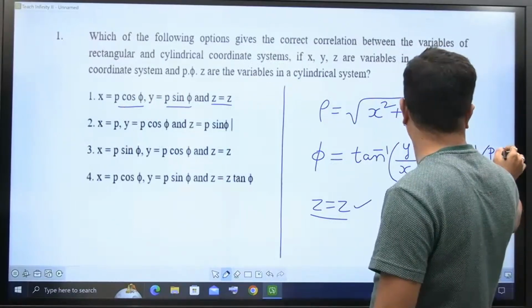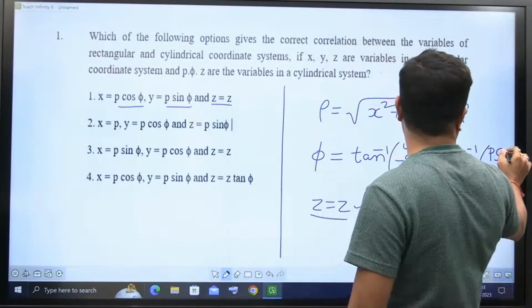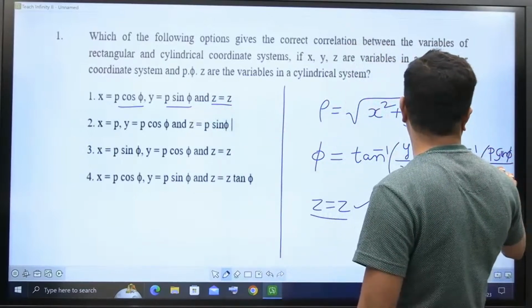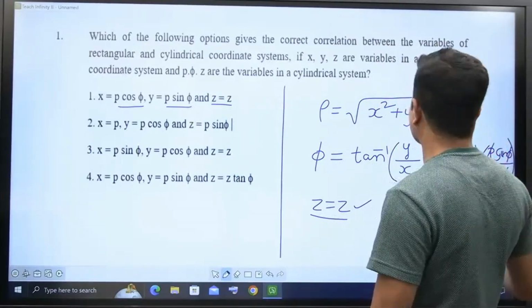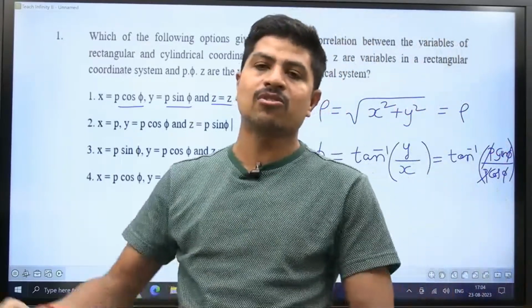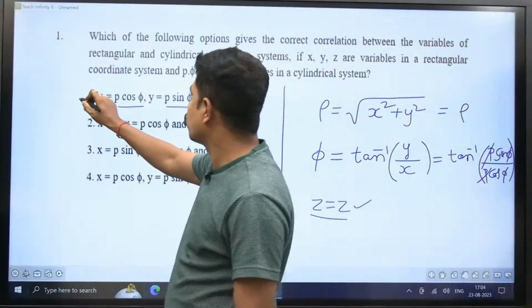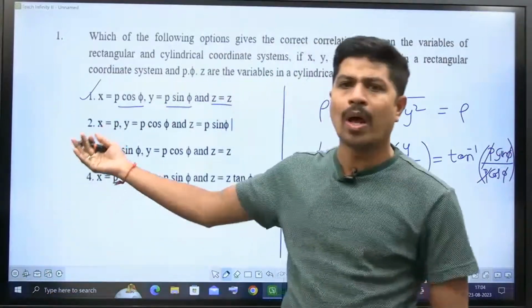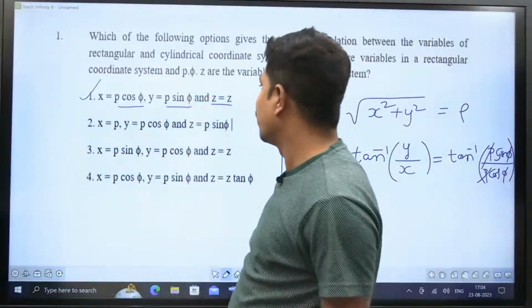So it is tan inverse of rho sin phi by rho cos phi. The rho is gone. Sin phi by cos phi is tan phi, and tan inverse of tan will be phi only. This is satisfied, so option A suits well, or option 1 in the HPCL examination, given 1, 2, 3, 4. Option 1 suits very well.